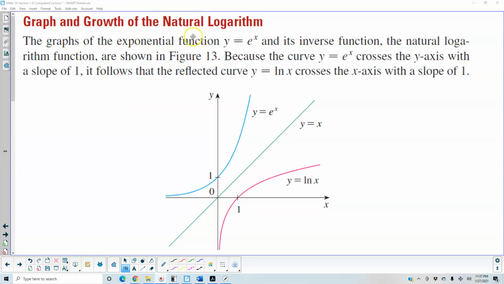Graph and growth of the natural logarithm. The graphs of the exponential function y is equal to e to the x and its inverse function, the natural logarithm function, are shown here in figure 13. Because the curve of y is equal to e to the x crosses the y-axis with a slope of 1, it follows the reflected curve y is equal to the natural log of x crosses the x-axis with a slope of 1.